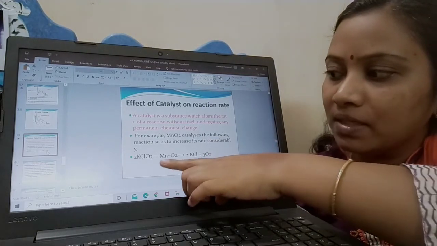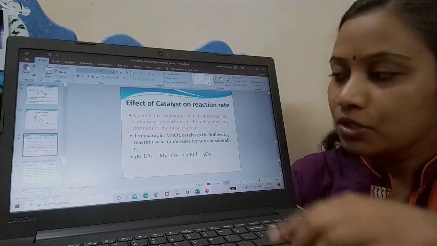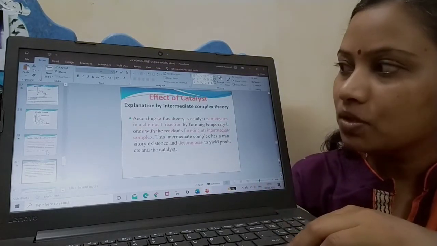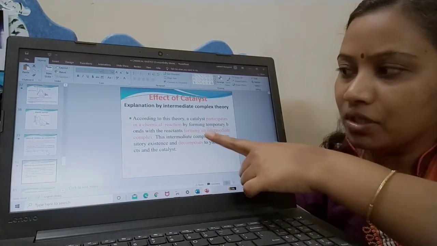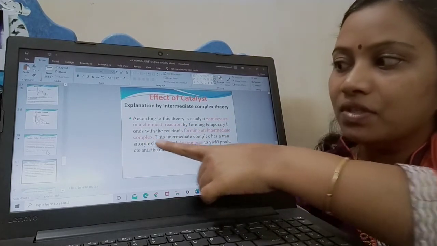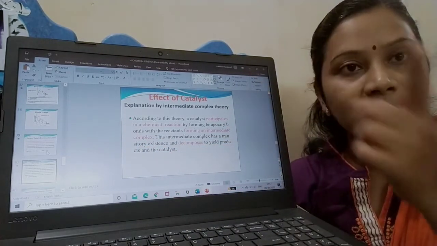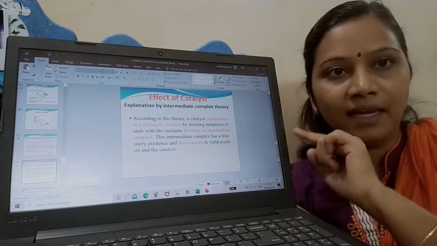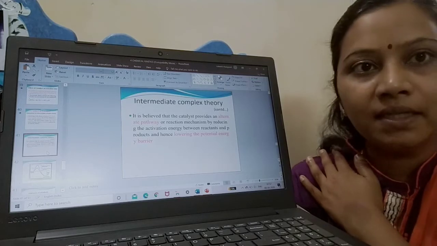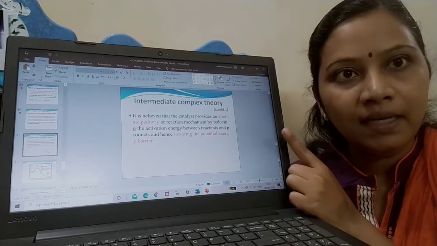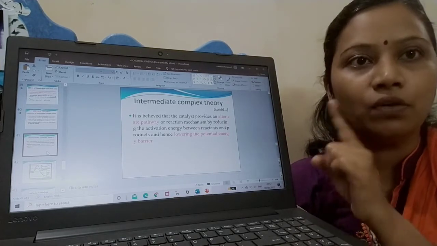For example, consider the reaction where MnO2 is catalyzing this particular reaction. When MnO2 is present, what happens to the reaction rate? See, the catalyst is participating in the chemical reaction. It forms an intermediate complex which has only a temporary existence. It decomposes to give you product. As a result, your catalyst is regenerated at the end of the reaction. And this is about the intermediate complex theory. Intermediate complex theory is the theory which explains the effect of catalyst on the rate of reaction.